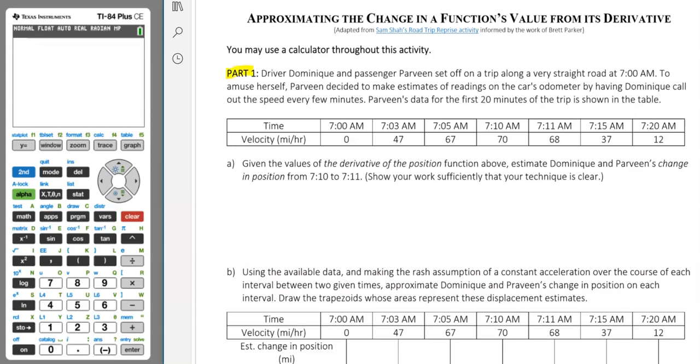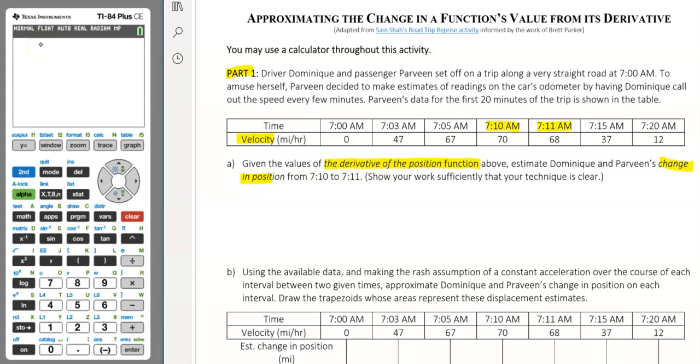Driver Dominique and passenger Parveen set off on a trip along a very straight road at 7 a.m. To amuse herself, Parveen decided to make estimates of readings on the car's odometer by having Dominique call out the speed every few minutes. Parveen's data for the first 20 minutes of the trip is shown in the table. Given the values of the derivative of the position function above, so that's this velocity, estimate Dominique and Parveen's change in position from 7:10 to 7:11.